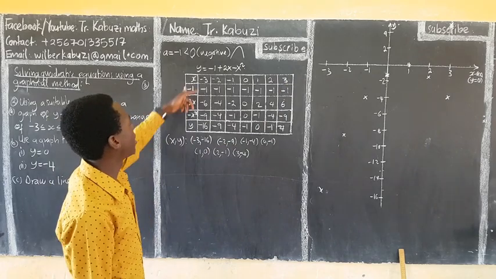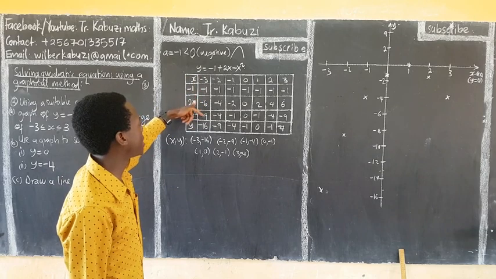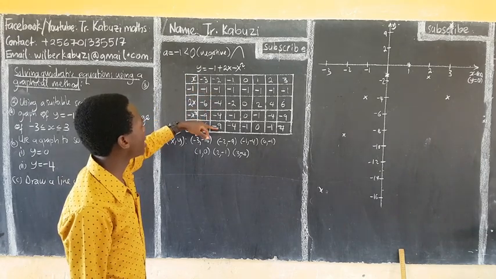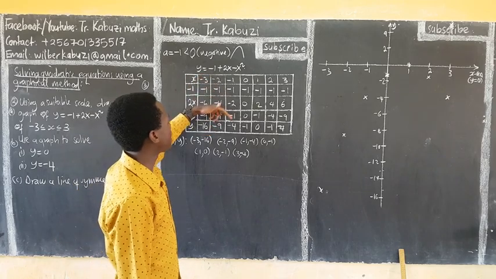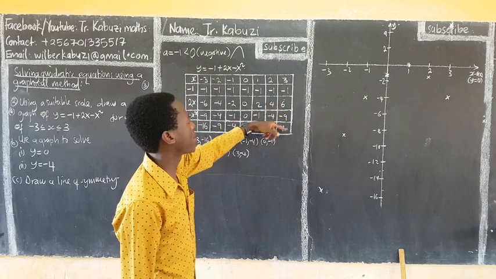Then to get y, we add these ones like that. When you add this plus this, you get this. When you add this plus this, you get this. When you add this plus this, you get that. And so on up to here. This plus this, you get that.